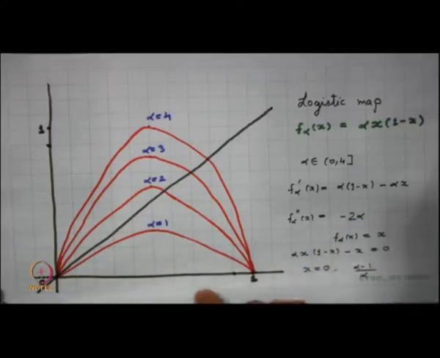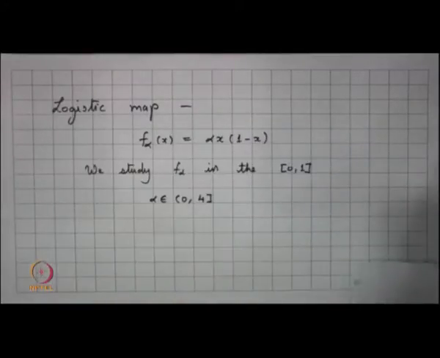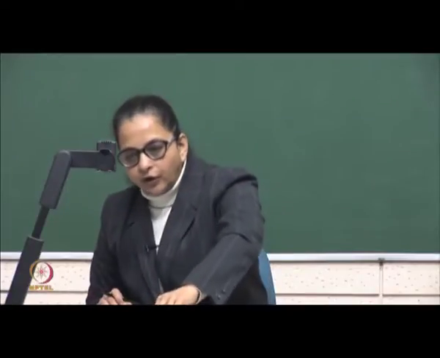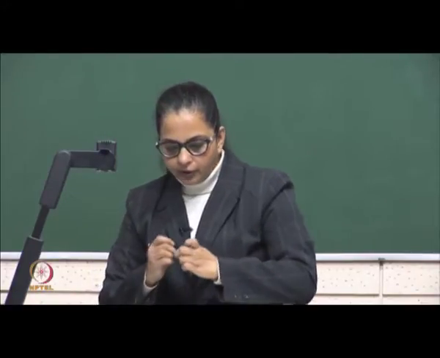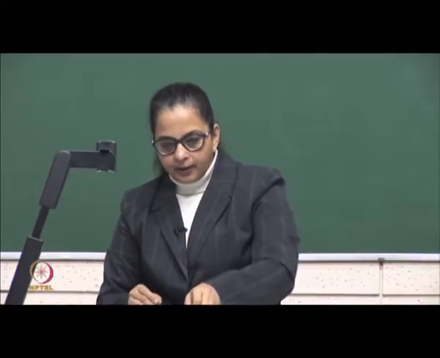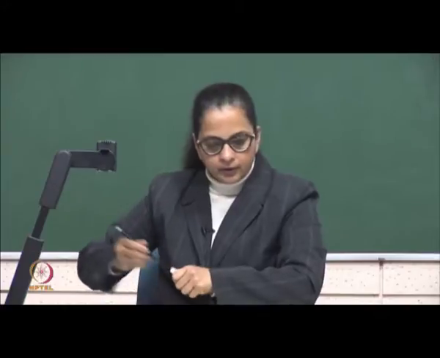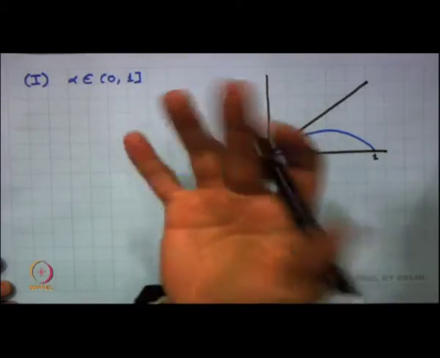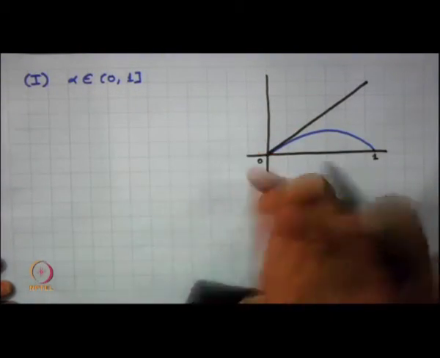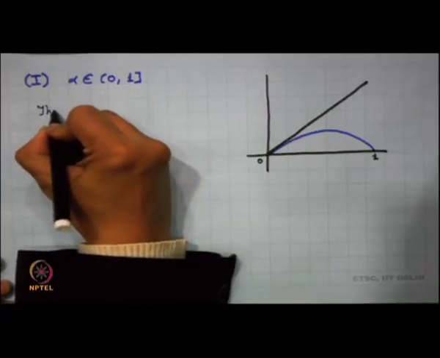We look into the particular case when alpha is varying from 0 to 1. So, what happens when alpha is varying from 0 to 1? When alpha varies from 0 to 1, there is only one fixed point, because the other fixed point, alpha minus 1 by alpha, did not exist in the interval (0, 1). So, there is only one fixed point.